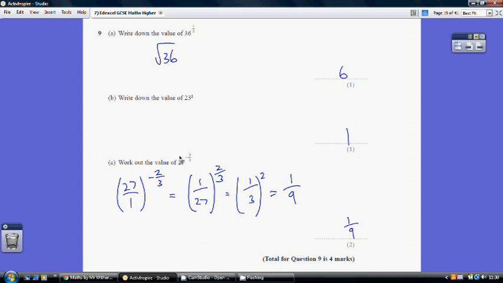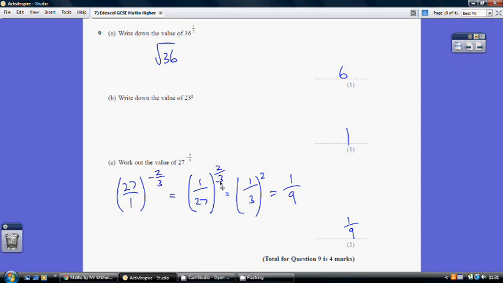flip it over. So I like to think of it as starting off getting ready to flip. So we need a fraction to flip over. So think of 27 as being 27 over 1. So that's our starting position. 27 over 1 to the power of minus 2/3. So first of all, deal with the minus. So we just flip the fraction over. So at that point we've got 1 over 27 to the power of 2/3.